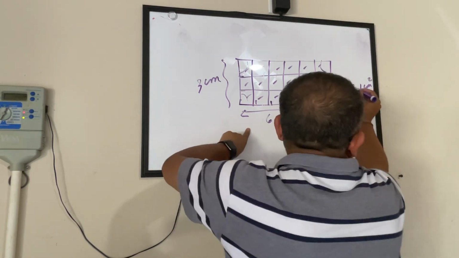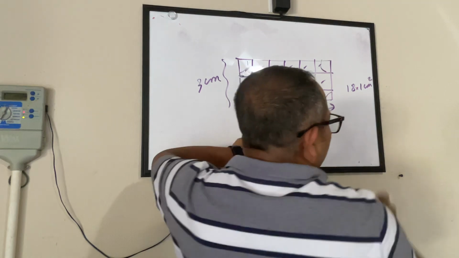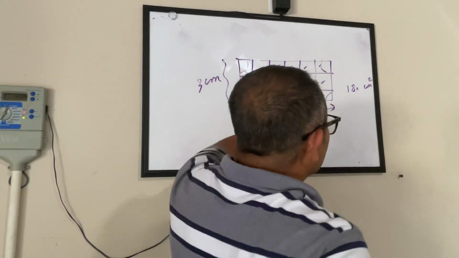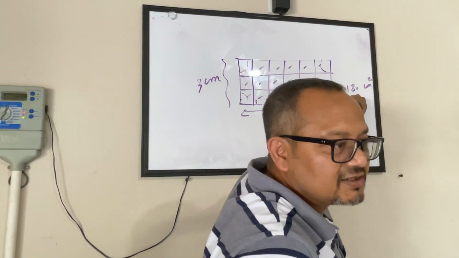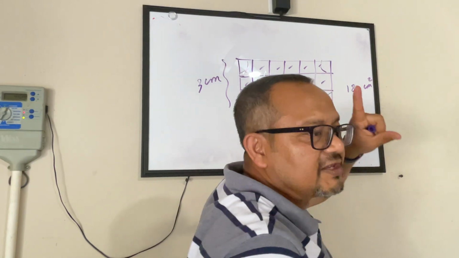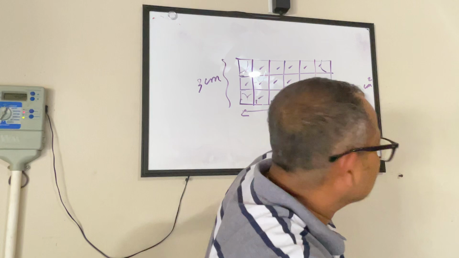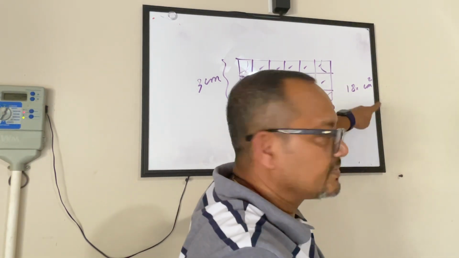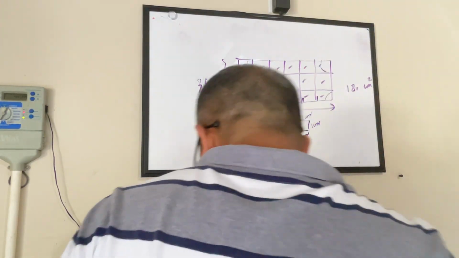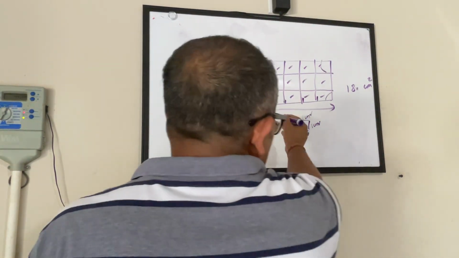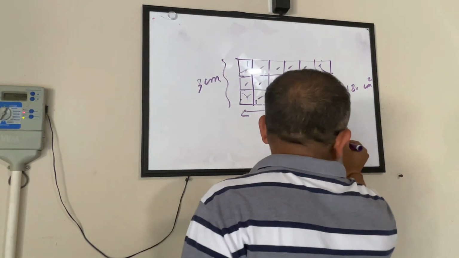Okay? Or I will not write even 1. I will say it is 18 centimeter squares. These are the squares which are 1 centimeter each. 18 1 centimeter squares. Now, what will we do? So this is 18, 6 times 3.